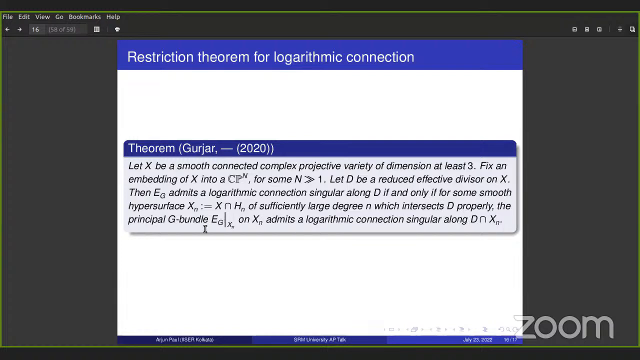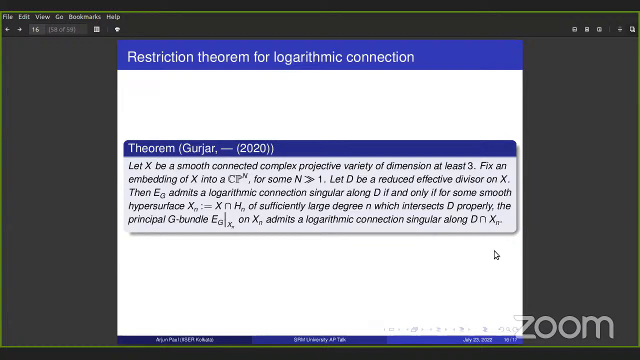Then the principal G bundle EG restricted to Xn admits a logarithmic connection. Suppose we are assuming that this restricted principal bundle on Xn admits a logarithmic connection singular along D intersection Xn, then our original principal G bundle EG admits a logarithmic connection singular along D. And this is an if and only if condition. That means EG admits a logarithmic connection singular along D if and only if for some smooth hypersurface Xn of sufficiently large degree which intersects D properly, the restriction of EG to Xn admits a logarithmic connection singular along the divisor D intersection Xn.